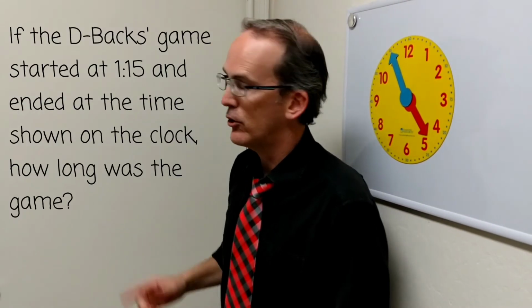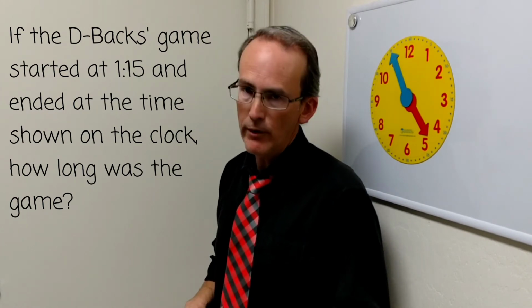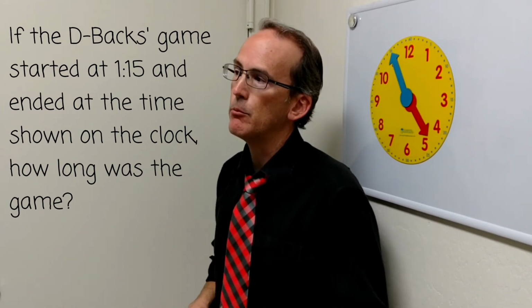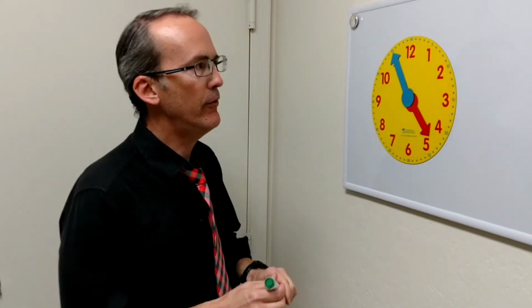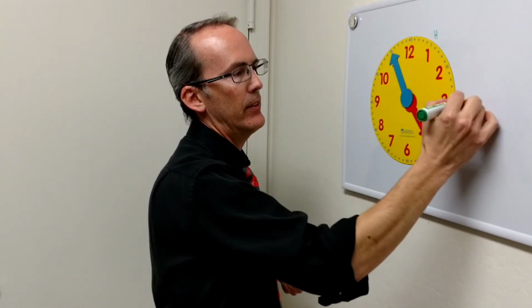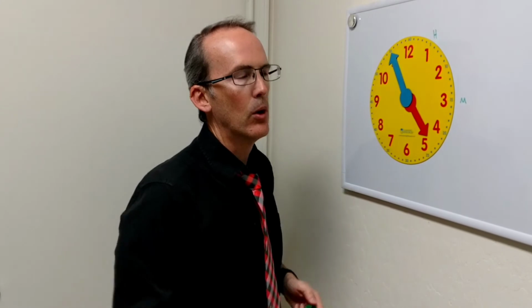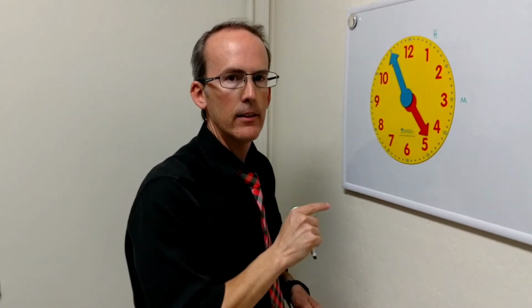So let's go ahead and look at the door and read the problem on the door. If the D-backs game started at 1:15 and ended at the time shown on the clock, how long was the game? Okay, 1:15. So 1 was my hour and 15 was the minute that it started. So it starts at 1:15. The end time is here. So we're going to match up starting with our minutes, and we're going to go around the clock until we get to the second minute hand.